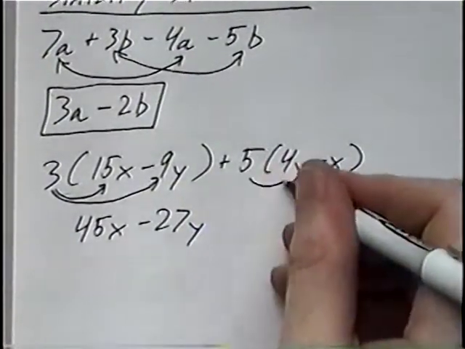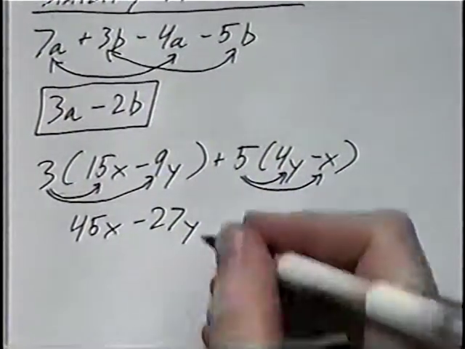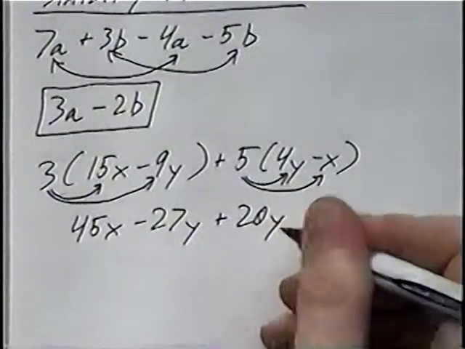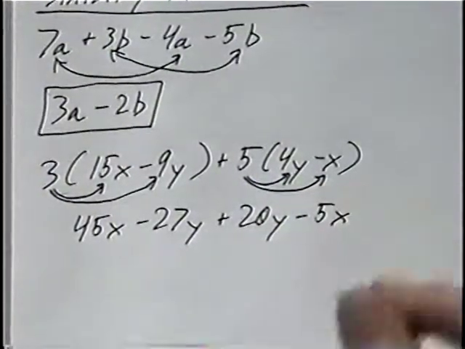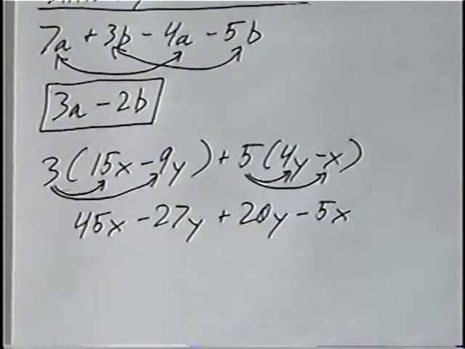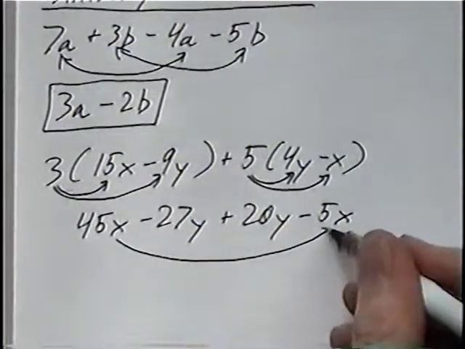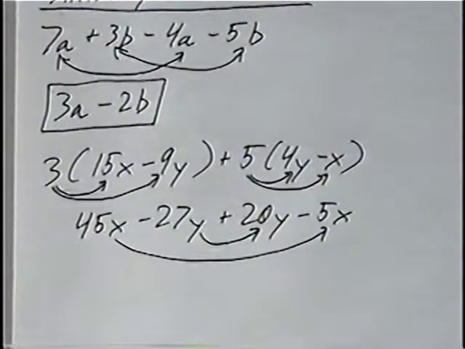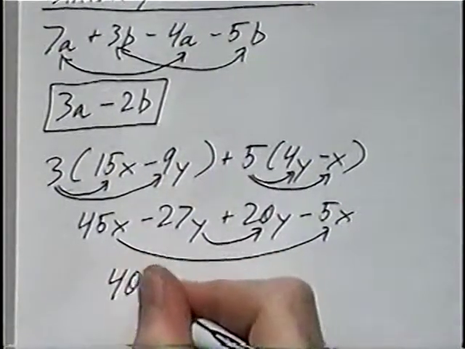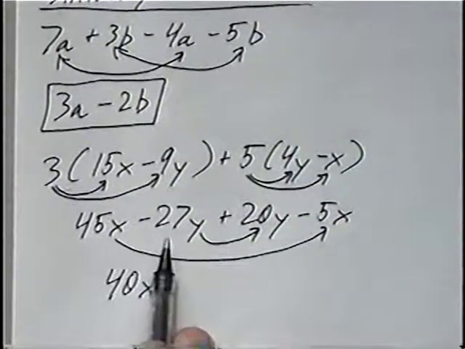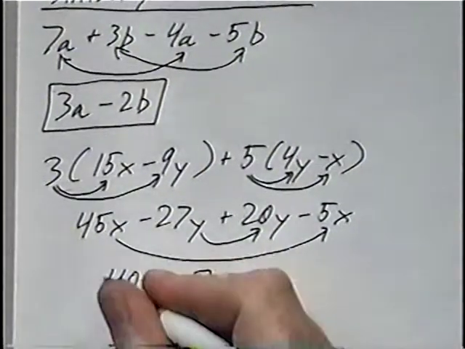We can also use distributive property on the second set of parentheses. 5 times 4y would be 20y, and 5 times negative x would be minus 5x. And again, we can simplify by combining like terms. The x's we can put together and the y's we can put together. 45x minus 5x would be 40x, and negative 27y plus 20y would be negative 7y.